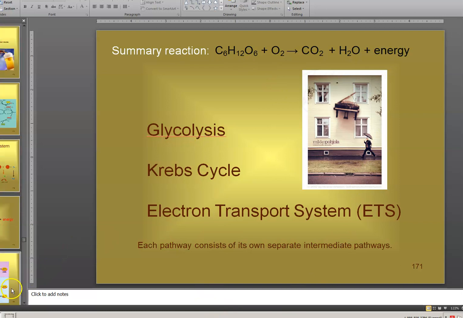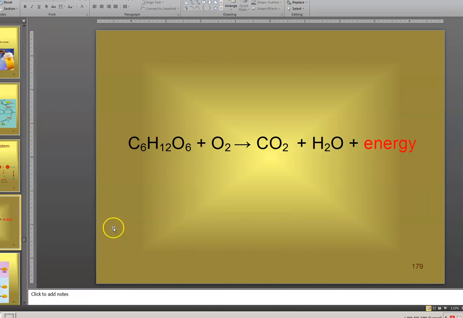I forgot I had a slide here right after the electron transport system that I could have used. So there again, in all its glory, is the overall summary reaction of heterotrophic metabolism. Again, this is the only reaction I want you to remember. You don't have to remember any of those other intermediate reactions in glycolysis and Krebs cycle. You do have to remember the highlights that I pointed out.